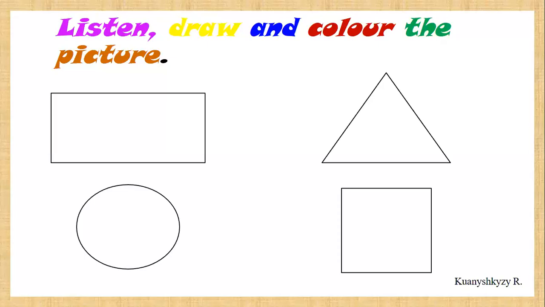Picture 1, the rectangle is blue. Picture 2, the triangle is yellow. Picture 3, the circle is orange. Picture 4, the square is red.